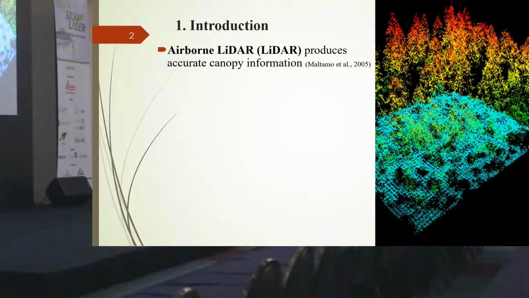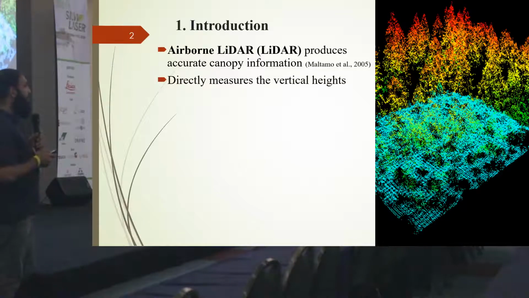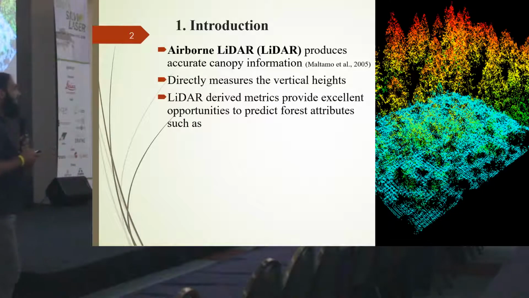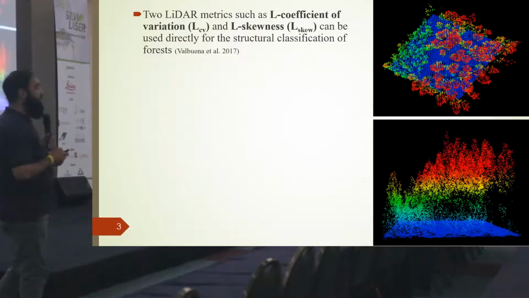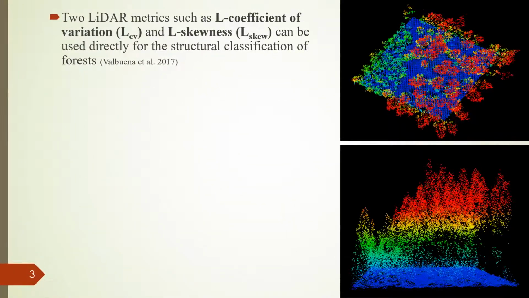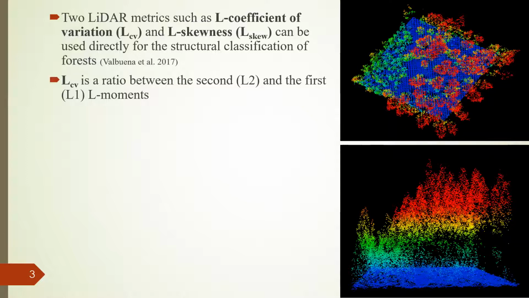So we all know that LiDAR produces accurate canopy information, and it measures the vertical heights of trees. And the metrics derived from LiDAR data are useful and are used to predict various forest attributes, for example, volume, basal area, stand structure, and many more. I will mention two LiDAR metrics, the L-coefficient of variation and L-skewness, that can be used to obtain forest structures directly from LiDAR data.